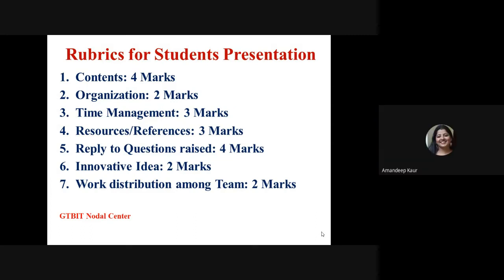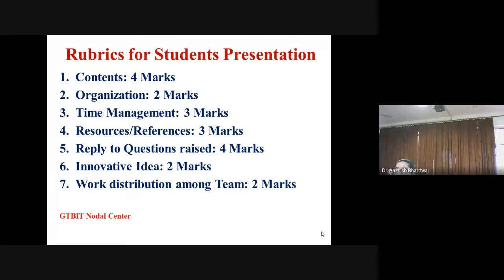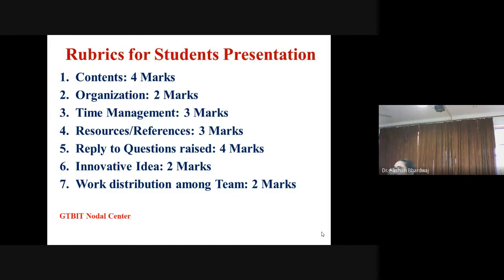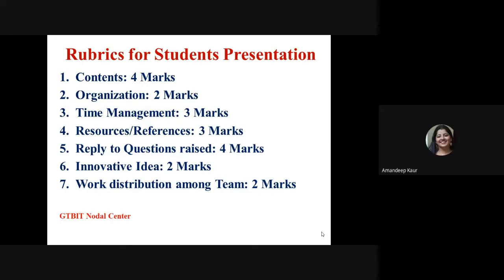When you said organization, organization means the structure of the PowerPoint presentation. Yes, sir. The flow in which they go. Time management: how much time is given for the presentation? Ma'am, we give them 15 minutes of time, in which 10 minutes for the presentation and 5 minutes for the viva voce. Okay, resources and references, 3 marks.